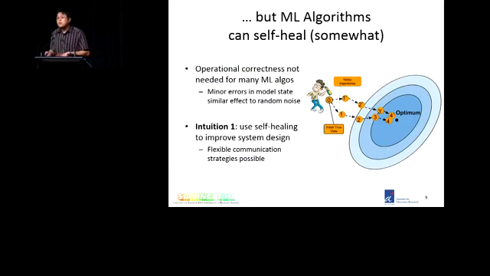But many of us do know that for many of these iterative-convergent algorithms, minor errors in the model state are actually similar in effect to random noise. This is the reason why stochastic algorithms, which are one of the popular methods today, are so effective, because the randomization of data points is treated as some form of stochastic noise. So one intuition in designing a system is to take advantage of this self-correcting property to improve system design and to allow for the use of flexible communication strategies that might deviate from, say, the classical bulk synchronized parallel methods.